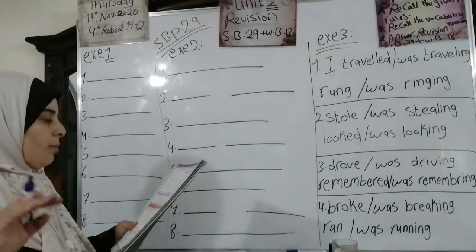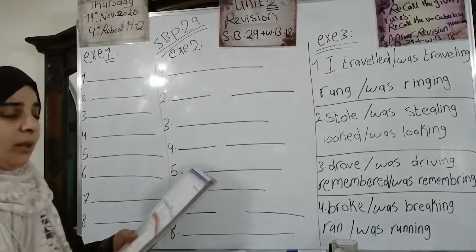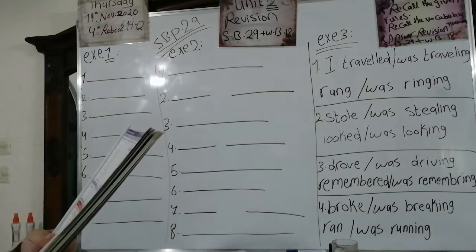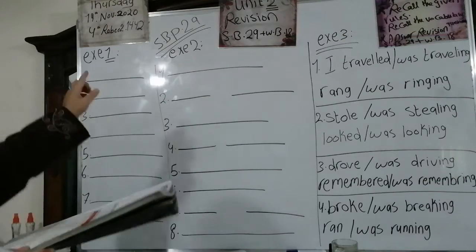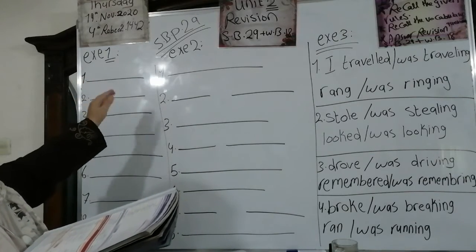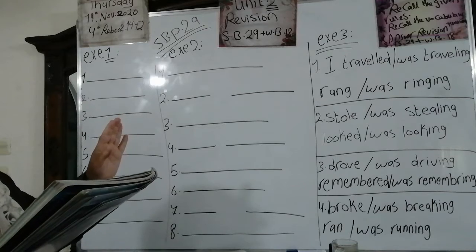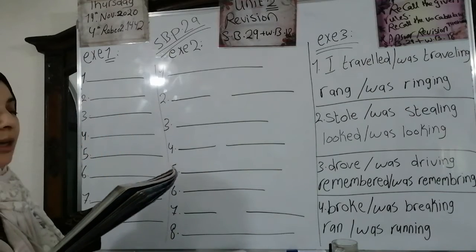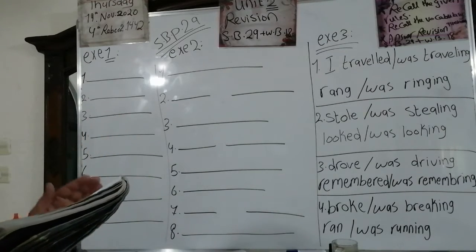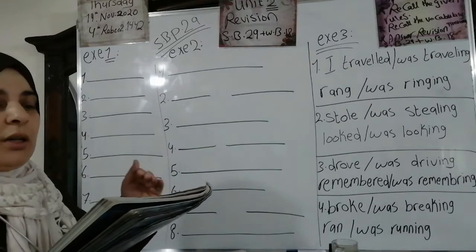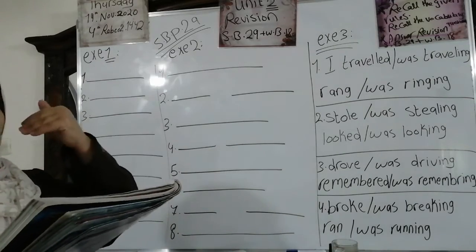Change these sentences from present simple to past simple. Look at this one. You are going to change only the verb. I'm going to write only the verb here, okay, because we don't have time. Number one, Richard and I are students. Now, what is the simple past of are? We're going to change it into the past.